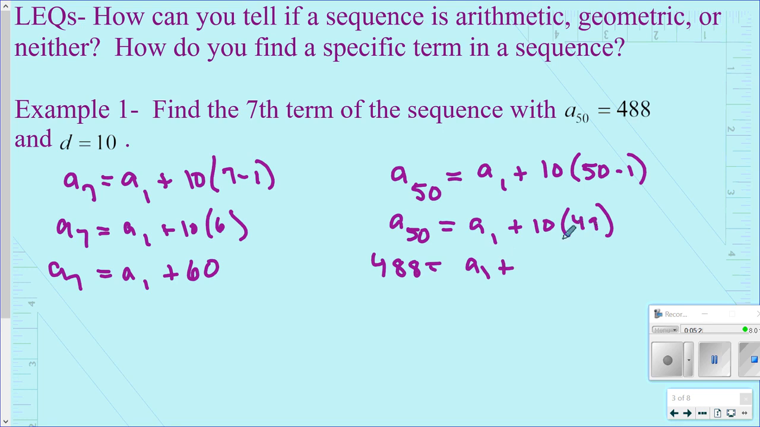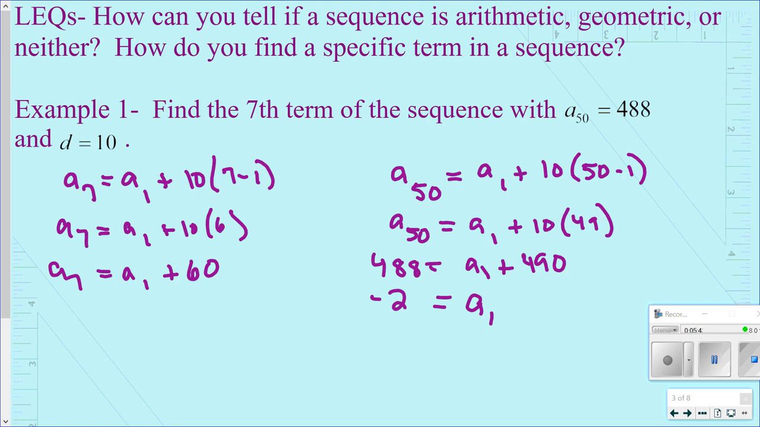And 49 times 10 is 490. Subtracting 490 from each side is going to get me that a sub 1 value. So 488 minus 490 is negative 2. The first term is negative 2. That's good news for me, because that's what I needed to figure out the 7th term.